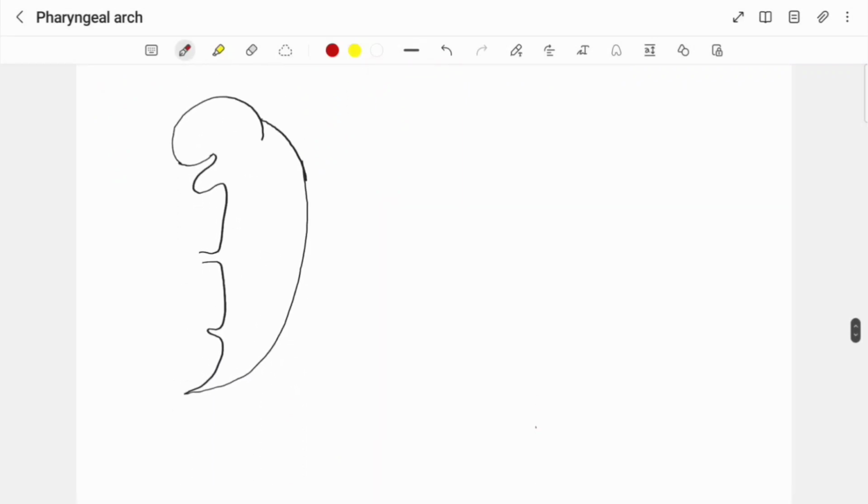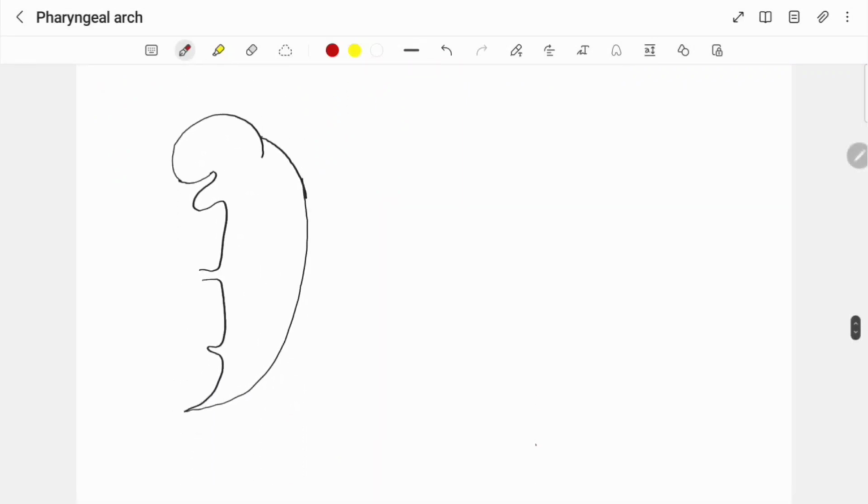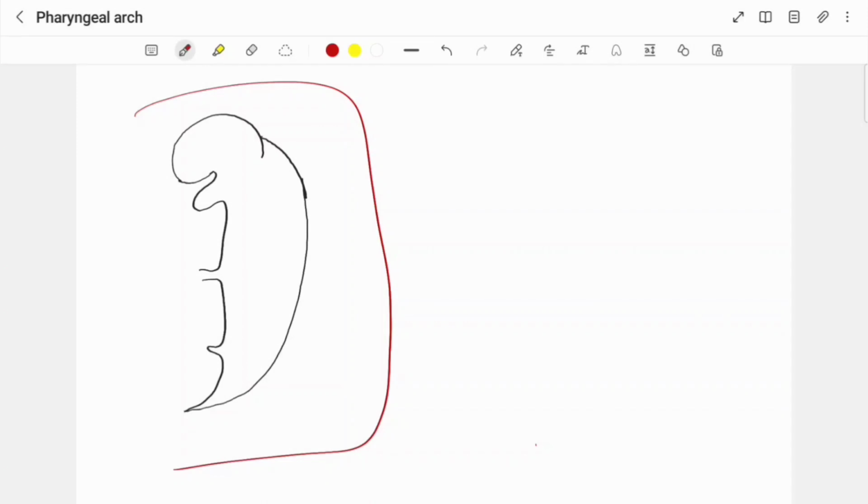Now see, this is an embryological structure. Okay, let me clear one thing. Don't judge me on my drawing skills. I'm very bad at my drawings. So, whatever it is, please manage with it. I can't do any better than this. Okay, still I will try. So this is your embryological structure.